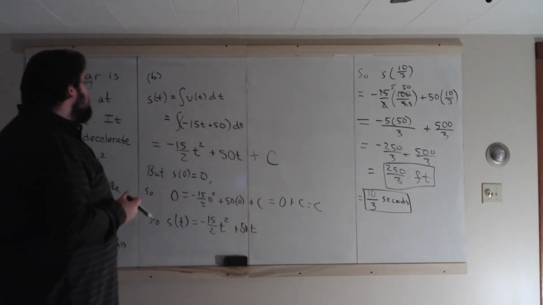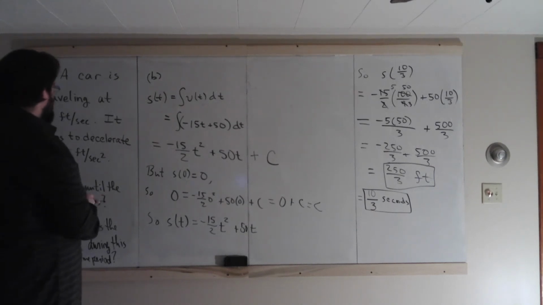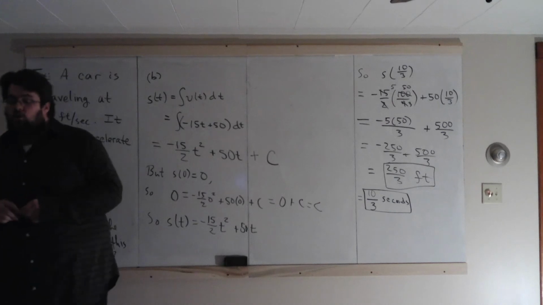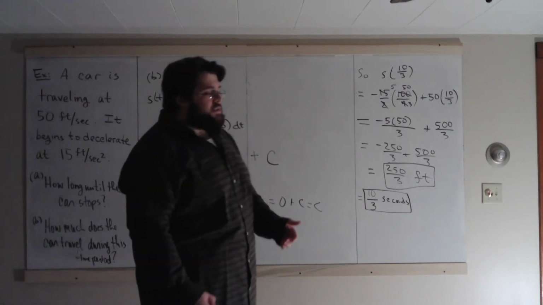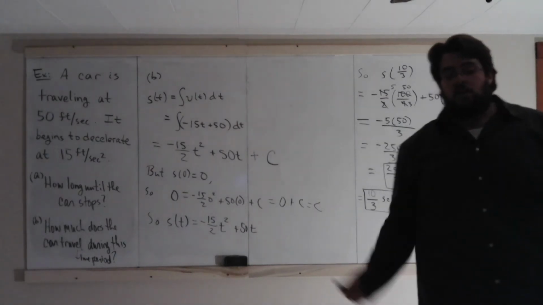So here, the observations were that the derivative of position is velocity, the derivative of velocity is acceleration. So you could do that backwards. The antiderivative of acceleration is velocity, the antiderivative of velocity is position.